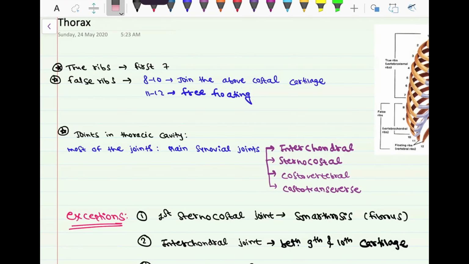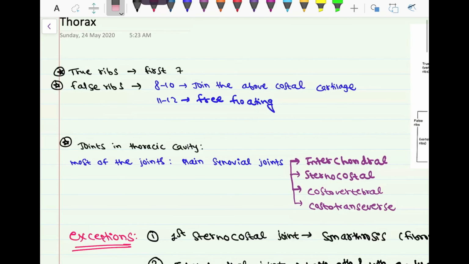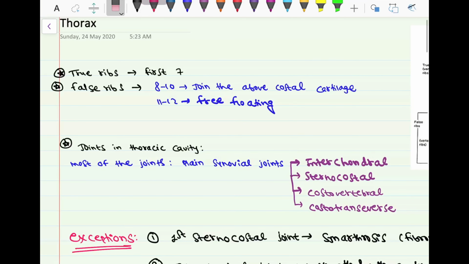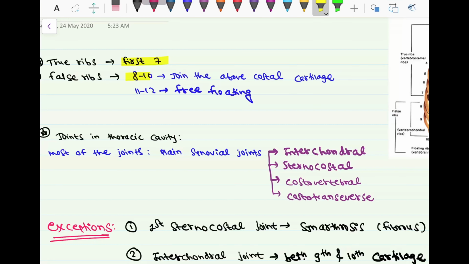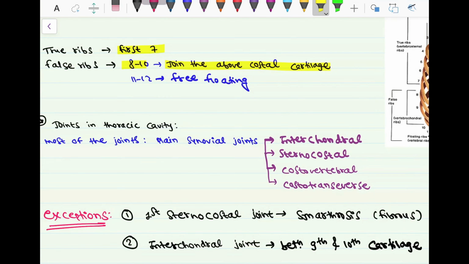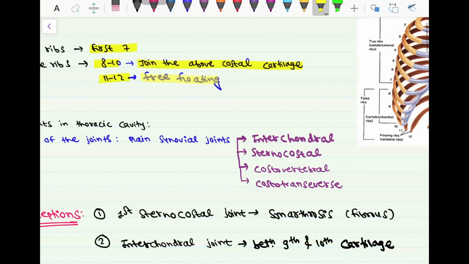Hello friends, in this video we will rapidly revise some very important points from the thorax. So let's begin. In thorax the true ribs are the first 7 ribs, false ribs are 8 to 10. They join the above costal cartilage, and the 11 and 12 are called free floating ribs.